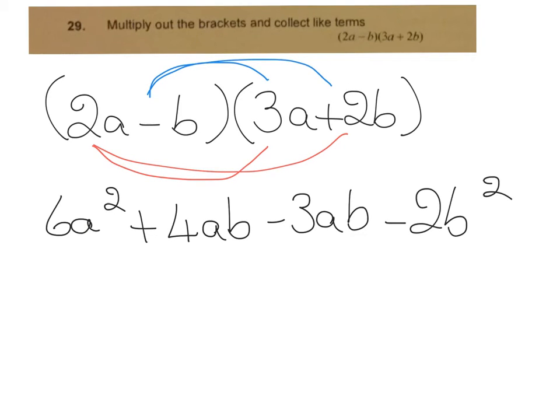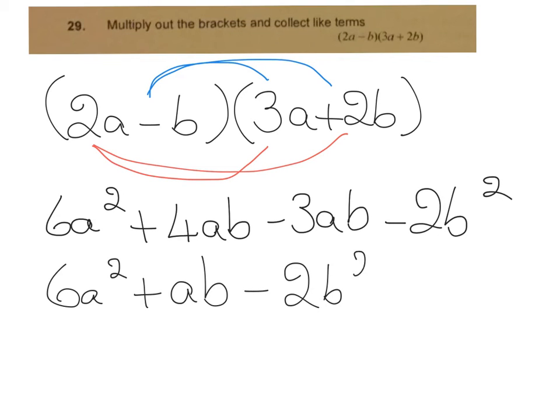So tidy up and gather our like terms. 6a squared, there's no other a squareds there, so that's going to stay the same. We have plus 4ab minus 3ab, so that's just going to leave us with ab. Minus 2b squared, there's no other b squareds there, that's just going to stay the same.